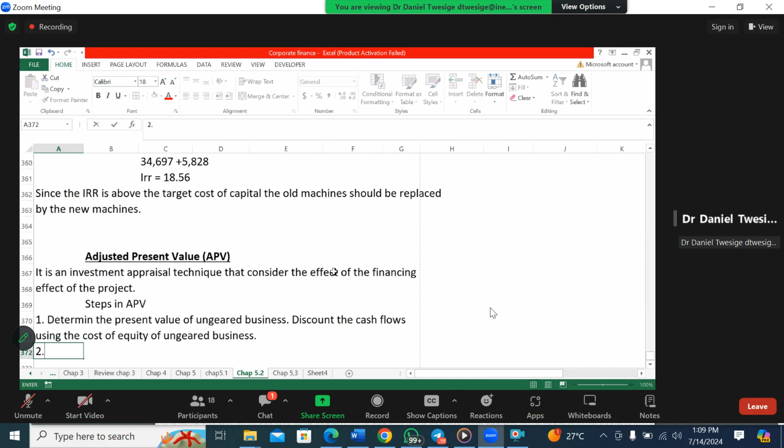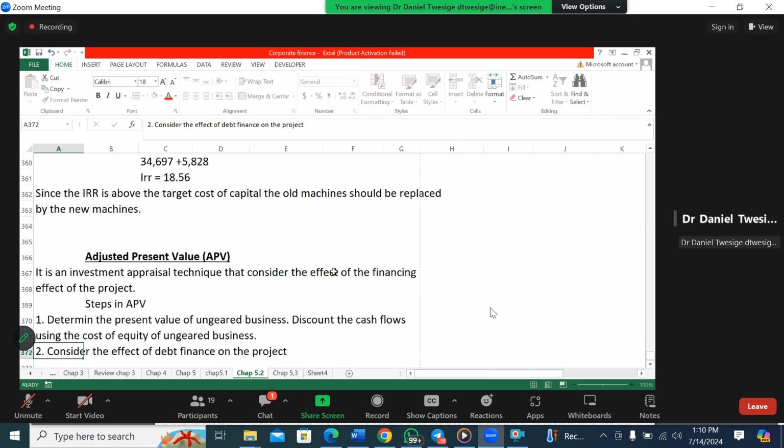Step number two, consider the effect of debt finance on the cash flows. On the project. Consider the effect of debt financing on the project. Here, you have to go a bit into details in this aspect.